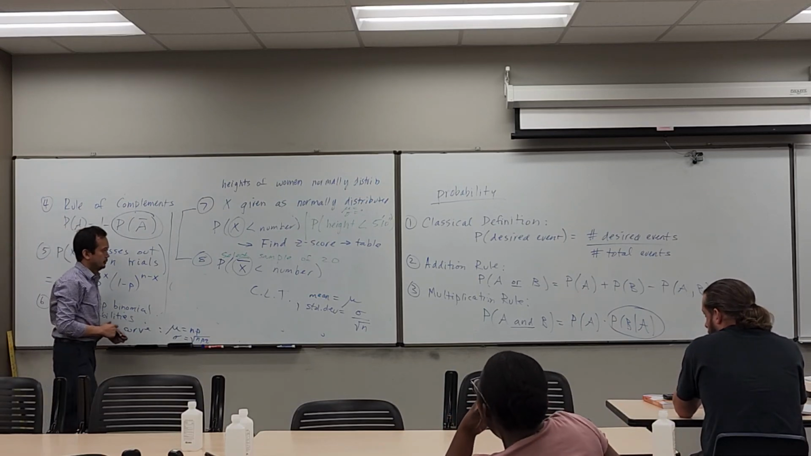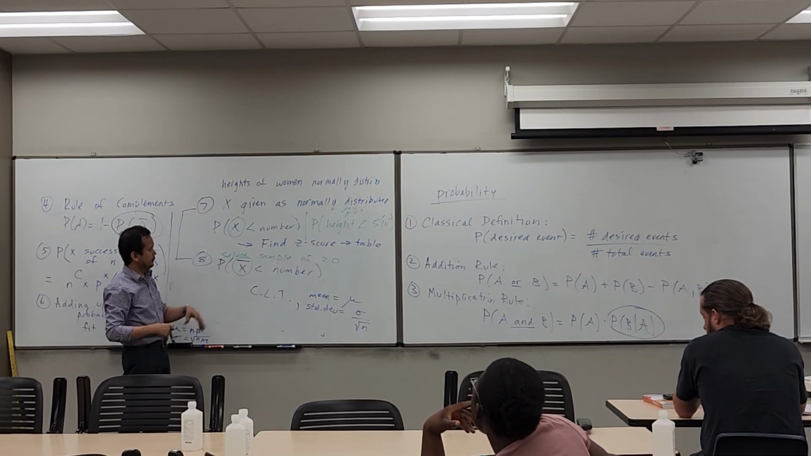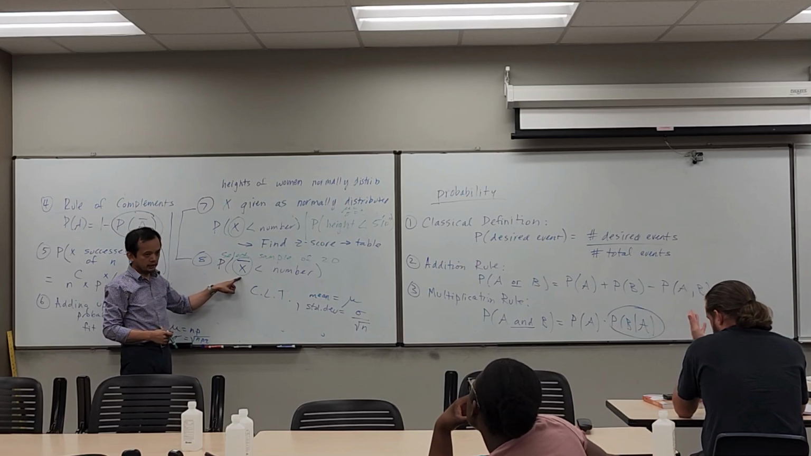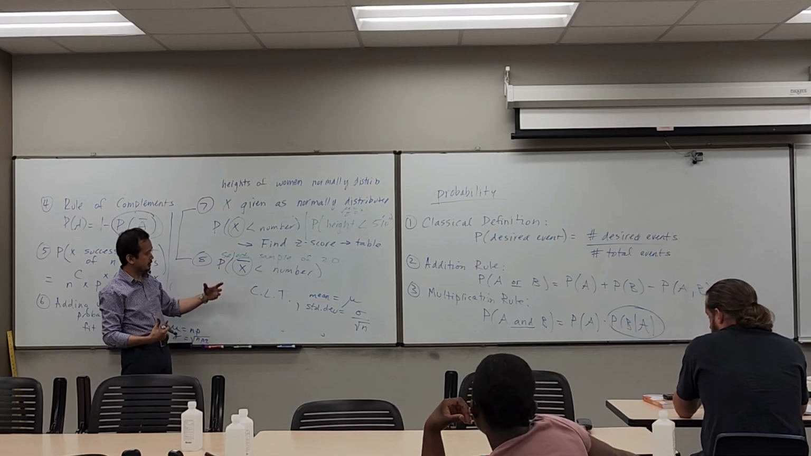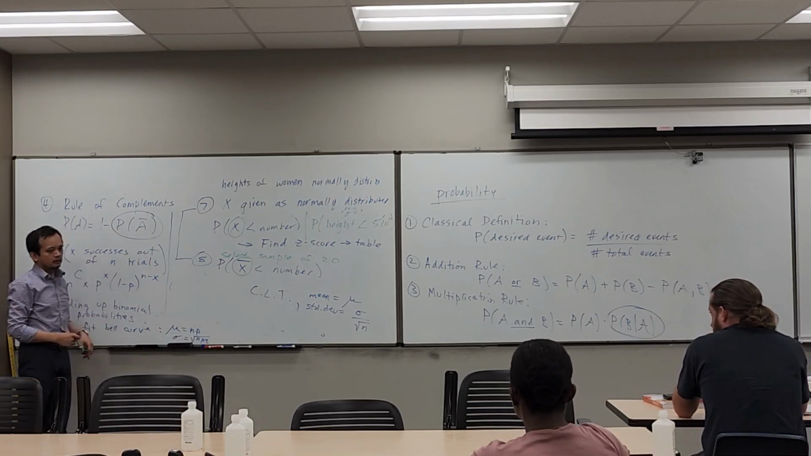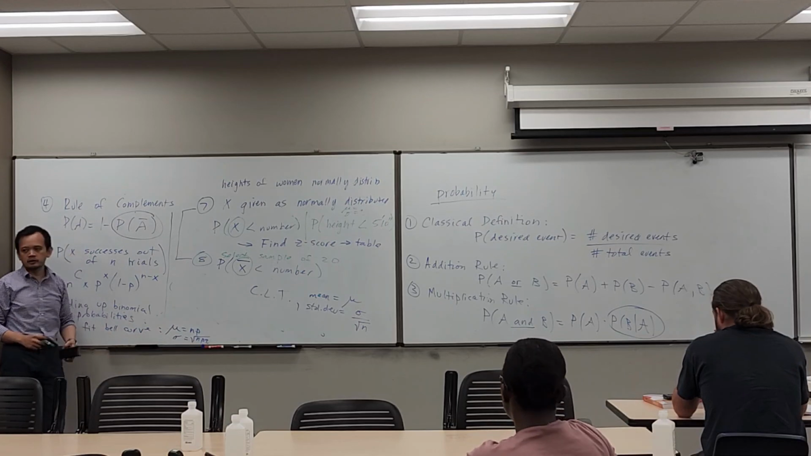So one way to get an idea of which one you're dealing with is, at a given time, are you only looking at one data point, or are you looking at a sample of data points? And if you need to find the average of that sample, that's dealing with the central limit theorem. Okay, any questions?